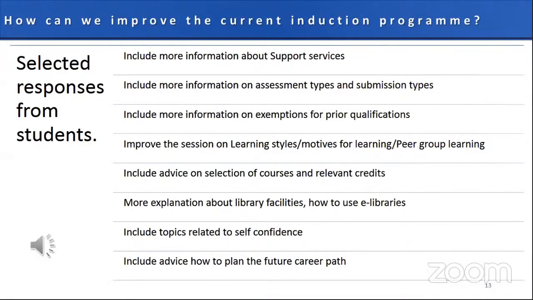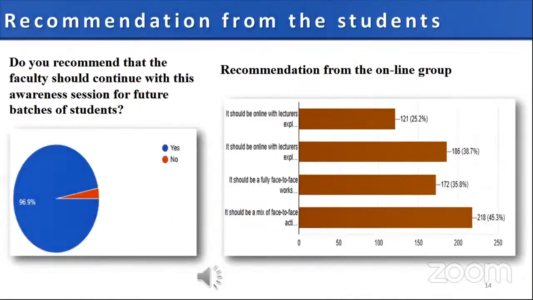So these are the selected responses and suggestions from the students to improve the quality and effectiveness of the program, such as to include more information on assessment types, submission types, and support services, to improve the session on learning styles, motives for learning, and peer group learning, to include topics related to self-confidence and include career guidance. And also we have considered students' recommendations as well.